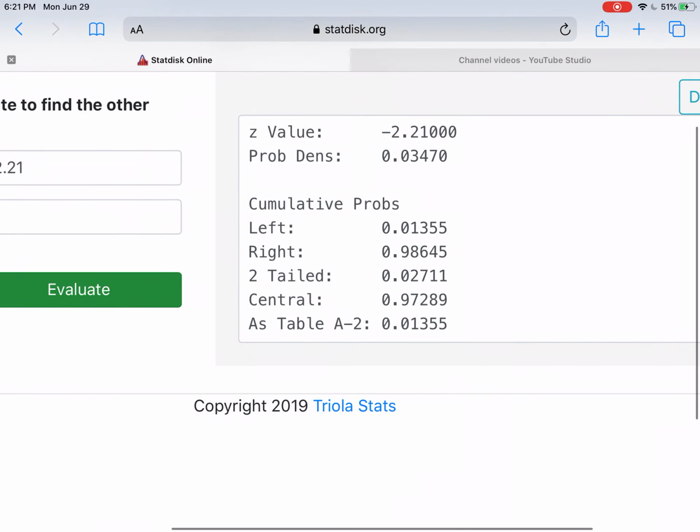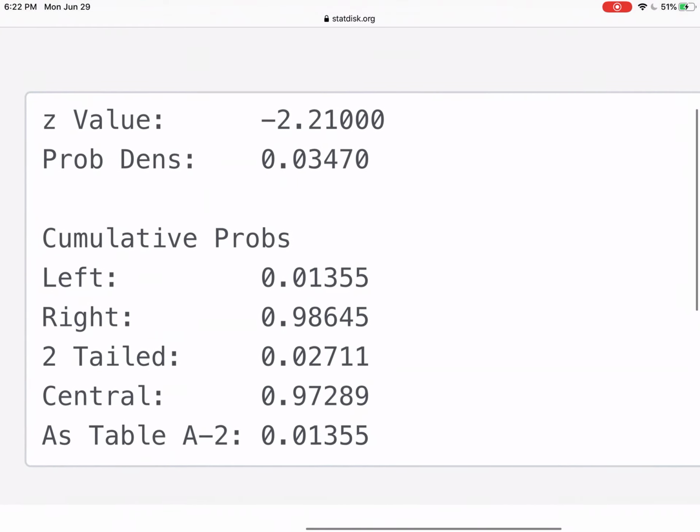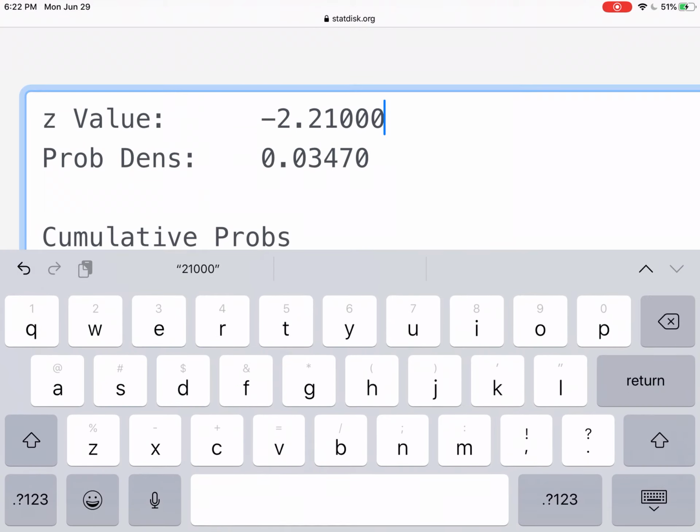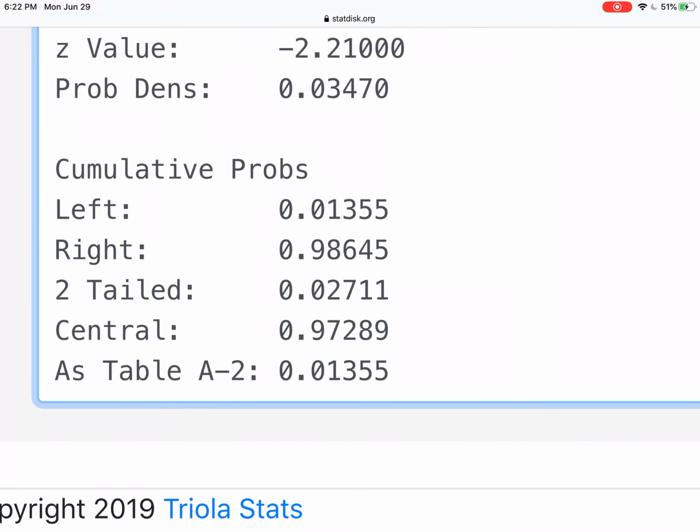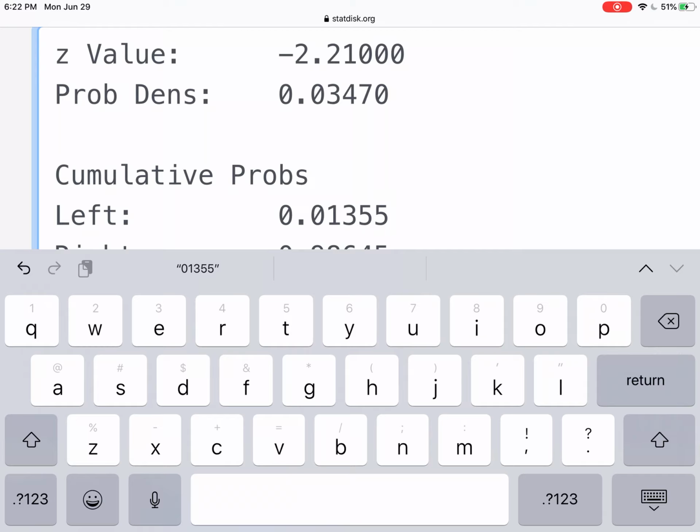And then over here, it spits out all kinds of information. So here is the z-value that we just entered in. That is the probability density. So that happens to be the height of the curve at our z-value, but we don't really care about that. We care about the area to the left here because we shaded the area to the left. So 0.01355, that is our probability.